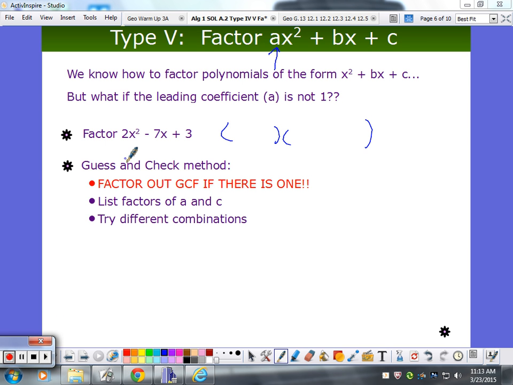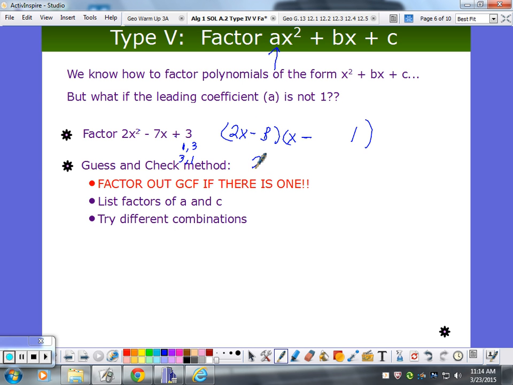Reverse FOIL says, how do you get to 2x squared? One of them has to be 2x and one has to be x. I don't know how else to get to 2x squared. Then I multiplied here and got 3, but somehow when I went outside and inside, I got to negative 7. So what are possible ways to multiply to 3? It could be 1 and 3, or 3 and 1, but I have to figure out where they go. So I'm going to guess. Maybe the 1 was here, maybe the 3 was here. And because this is minus and this is plus, they have to both be minus. That's my guess. Now let me check it.